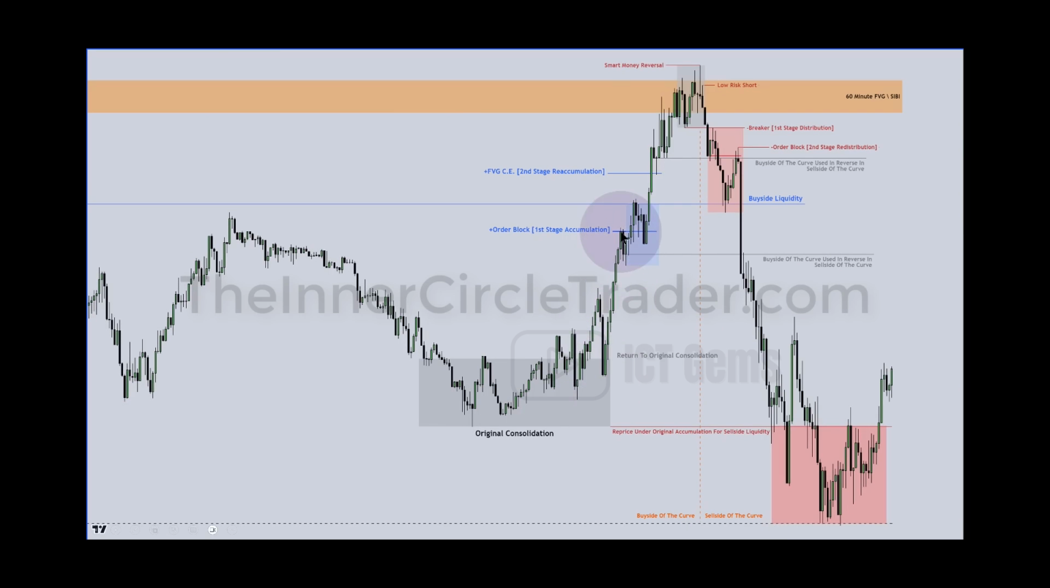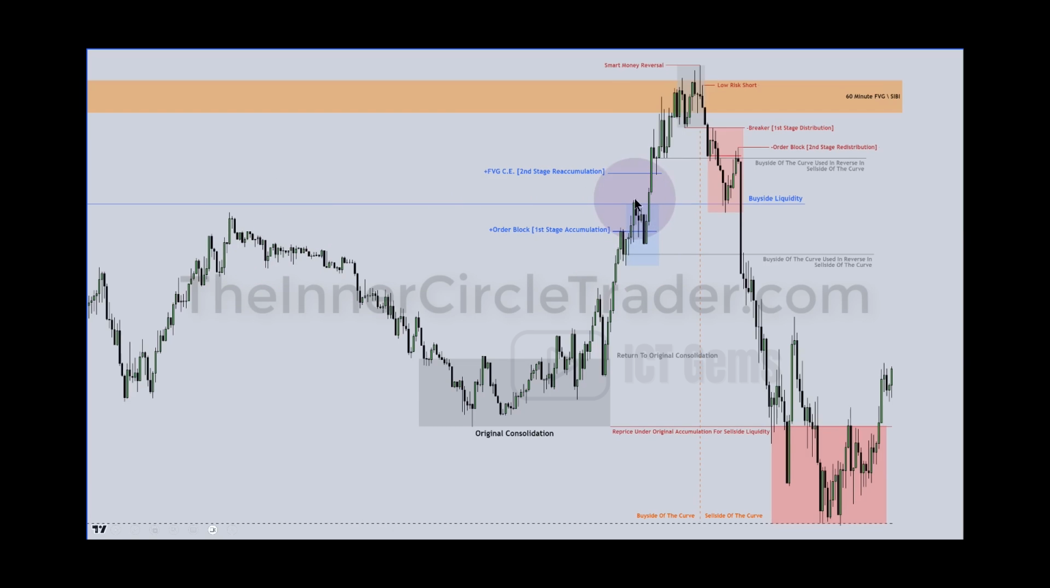The market rallies up. We have a down close candle that's just below this area right here. What does this up close candle become? Bullish breaker. Low, high, lower low. Down close candle inside of the breaker candle over here. That's a bullish order block right there.